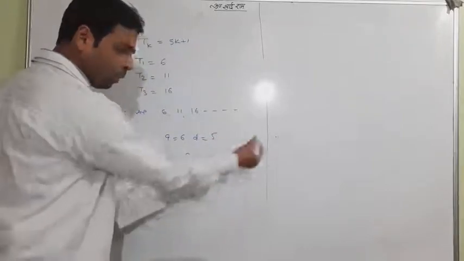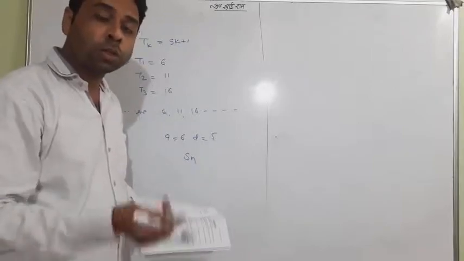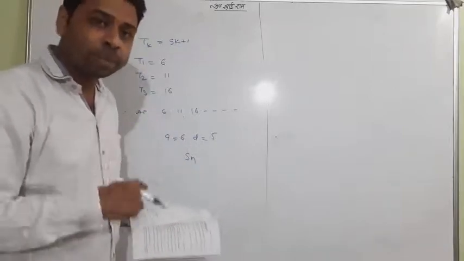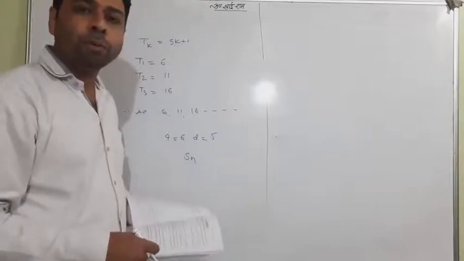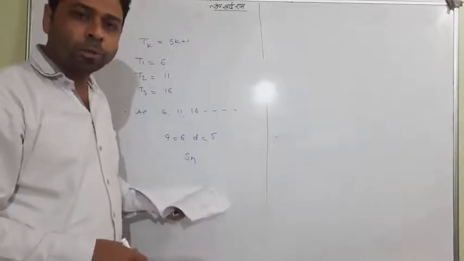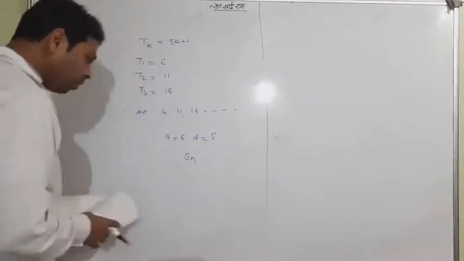Sum of n terms. So the sum of n terms will be in the form of n, because you are told to find the sum of n terms and the value of n is not given. So definitely the answer will be in the form of n. So use only the formula, put the values of a and d in it and get the answer. It's very easy. I don't think that it's tough.